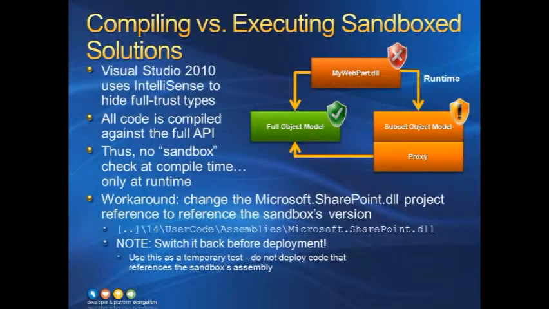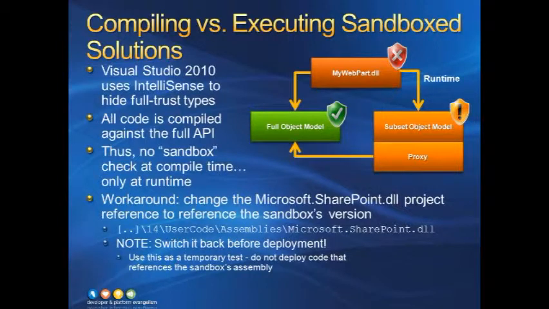Now let's talk about what the difference is between the things I'm going to be running in the full trust and the subset object model when I'm creating these things, and how these things are going to work. And then there's a little bit of a trick that may trip people up when you're creating custom ones. In Visual Studio 2010, what I showed in another session was that when you say you're going to create a sandbox solution, it's going to set up IntelliSense so that it hides anything that I'm not allowed to do inside the sandbox.